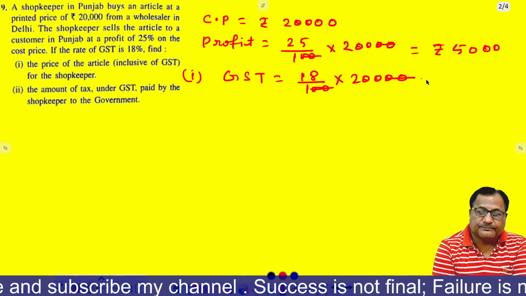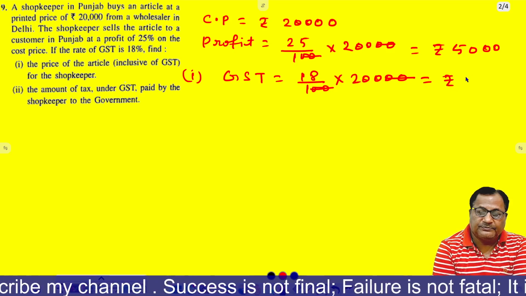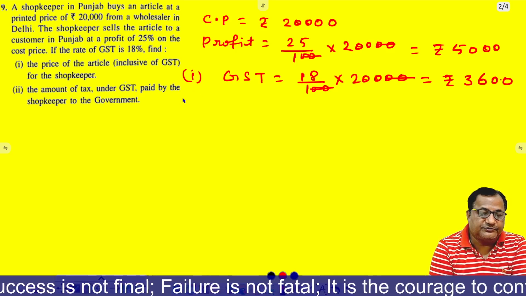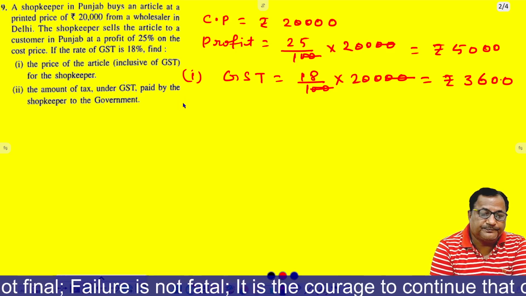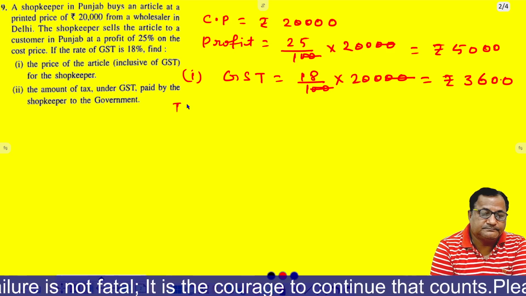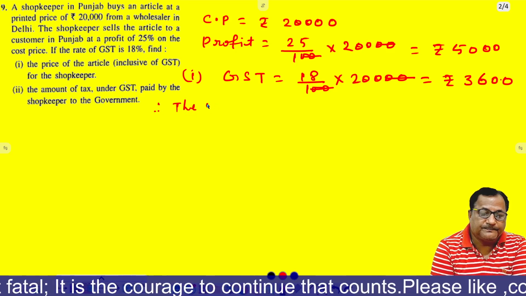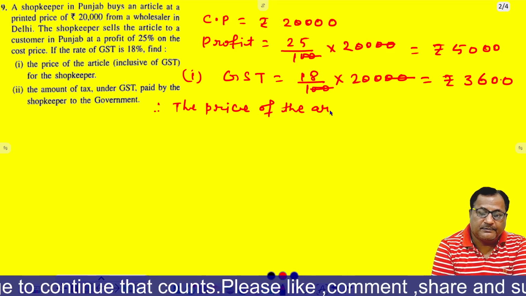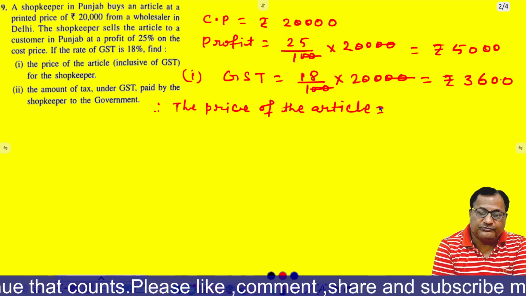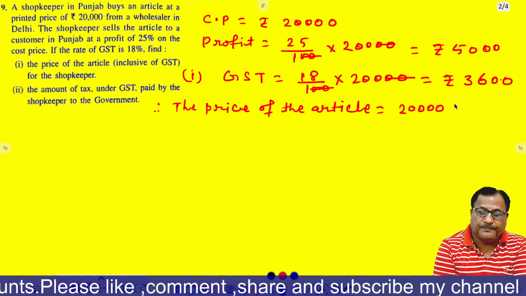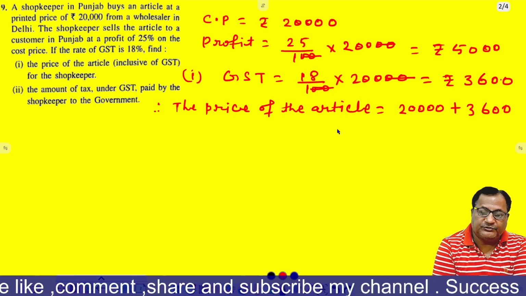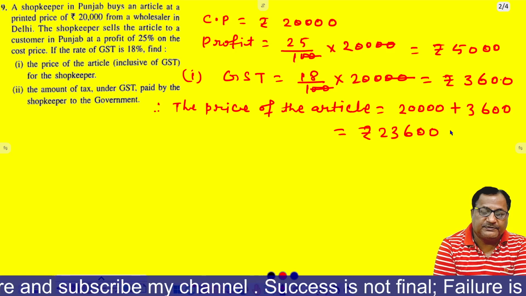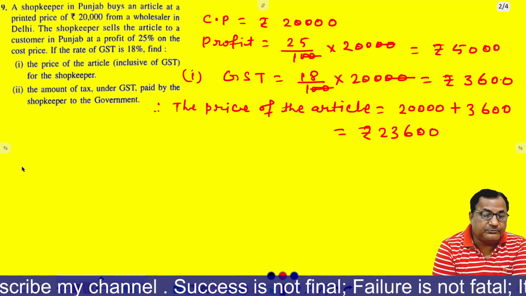This will be rupees 3,600. So the price of the article for the shopkeeper is equal to 20,000 plus 3,600, which is equal to rupees 23,600. This is the answer. Number 2.